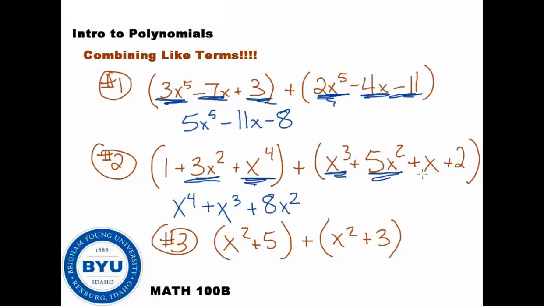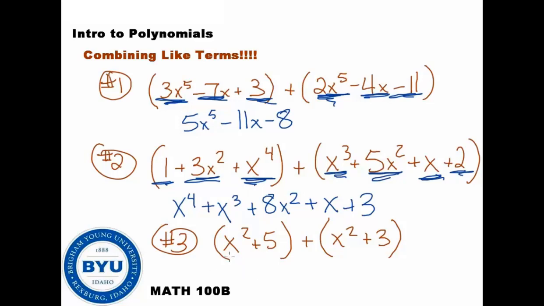Now let's just do the x's. There's only just one x, so we're just going to write x. And then we do have some numbers. 1 plus 2 comes out to be plus 3. So again, if something doesn't match up, it's not a big deal. It just doesn't add to anything. And so we just write it.